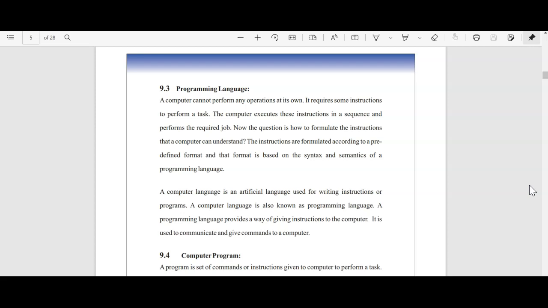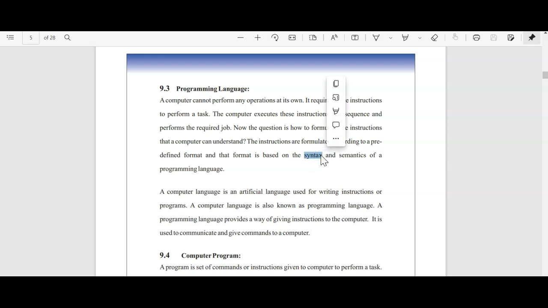Now the question is how to formulate the instructions, in which form we can give instructions. We cannot tell the computer in Urdu. We cannot tell it by waving or by saying, okay, just do it for me. You need to give some standard instructions so that it may perform the tasks based on some syntax and semantics.